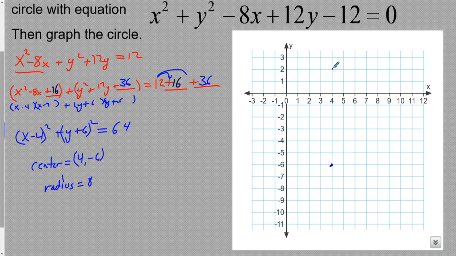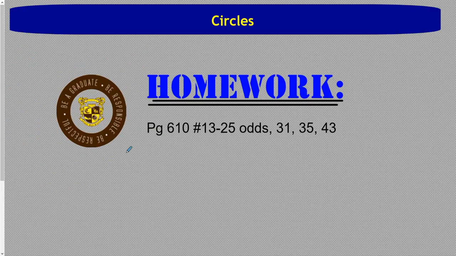So we go up to 2. We go out to 12. I don't have room on the left. I don't have room on the bottom, but it would look something like this. Probably. Okay, that's it. I think it's a different homework assignment.